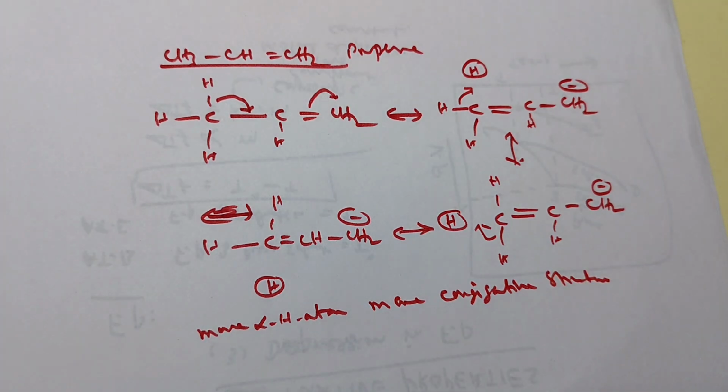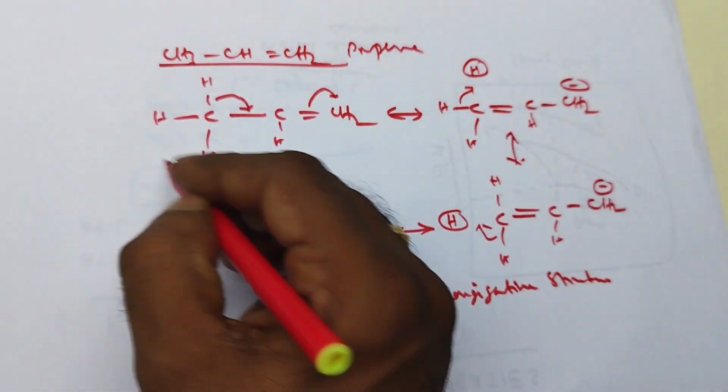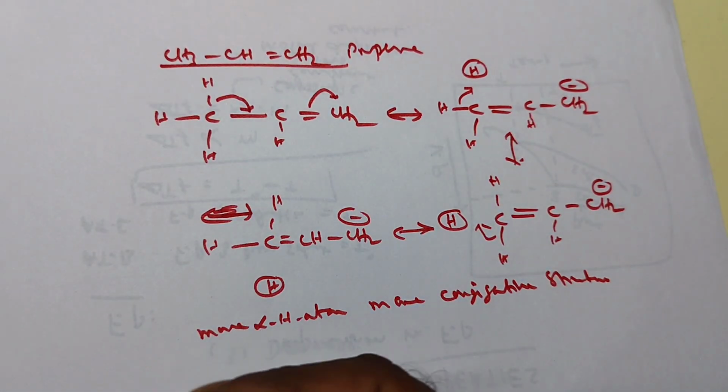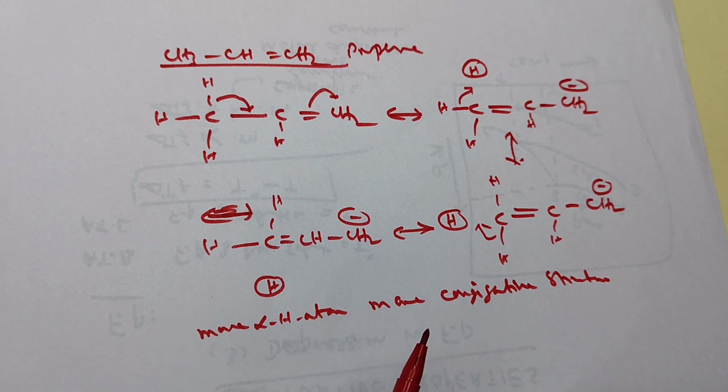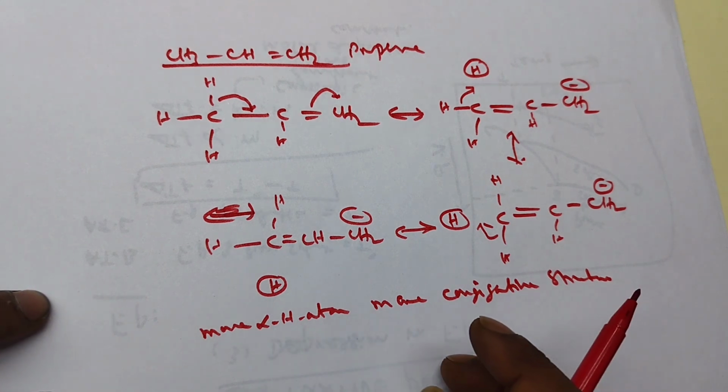Clearly the number of hydrogen atoms is 3 for this methyl group. Therefore, we can say it is more stable. The next one is the ethyl group. If it is ethyl, there are only 2. If it is isopropyl, there is only 1. Whereas in tertiary butyl, there are no hydrogen atoms.